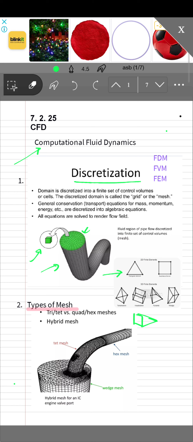So similar to that, the mesh structure can be chosen. It actually depends upon the structure or where we are putting the meshes. Like this is an example of a hybrid mesh for an IC engine valve. So you can see that tetrahedral meshes have been used here, whereas hexahedral meshes are applicable here. So by using these different types of mesh, we are getting different control volumes.